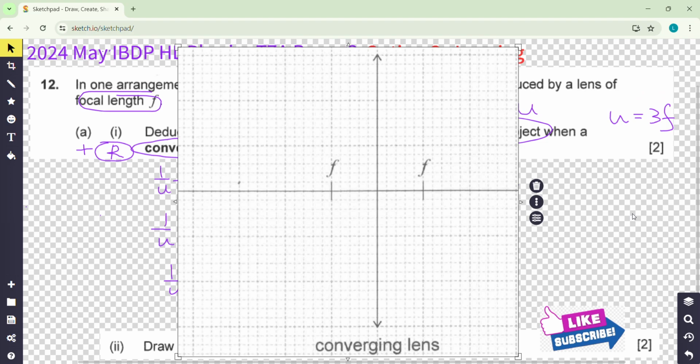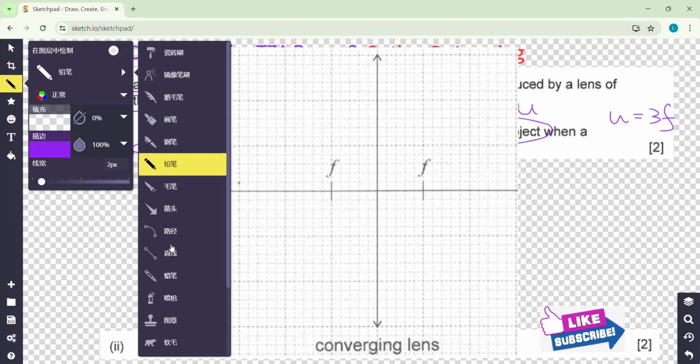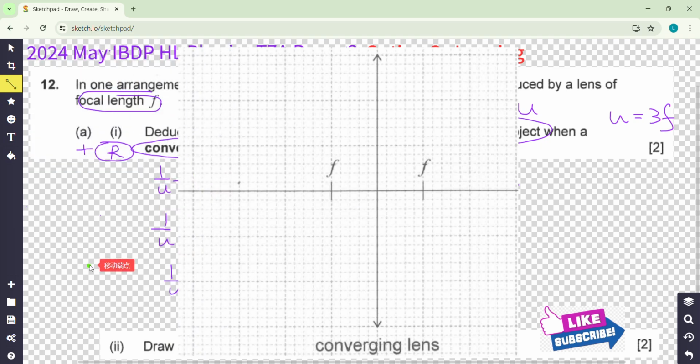So the diagram is here. It is flexible, but remember it is a diminished image. So when you draw the object, draw it bigger. It is at 3f, so maybe you draw it as 2 block heights. Expect that you will find an image of half of it, at one third of the distance. So you know where it should be. You have an aim. The image should be here. So you just draw it out.